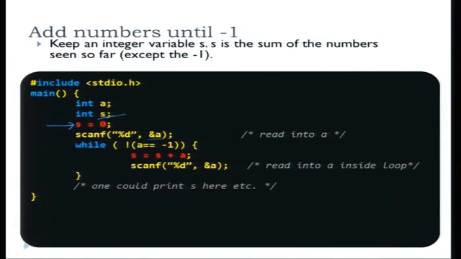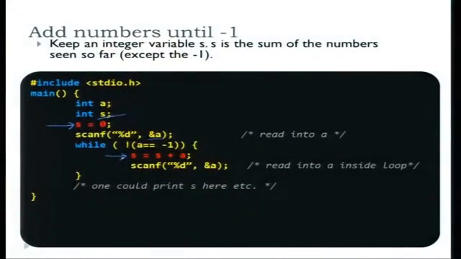Then the difference from the loop that we have seen so far is highlighted in red. So earlier, recall that we were reading the number and just testing whether the number is -1. If it was not -1, you read one more number. So that was the loop. Now inside the loop, we will keep a running sum of the numbers that we have seen so far. So initially s is initialized to 0.